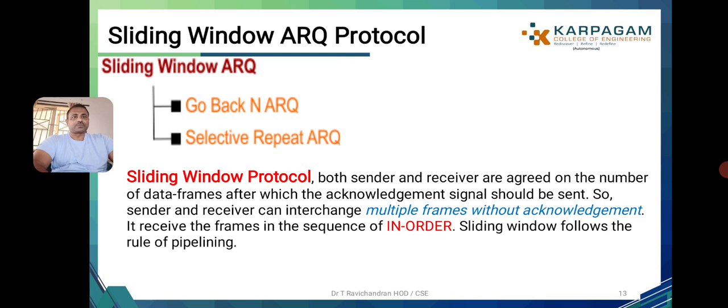In the sliding window protocol, both the sender and receiver agree on the number of data frames after which the acknowledgement signal should be sent. So the sender and receiver can interchange multiple frames without acknowledgement. If the frames are received in sequence, in order, the sliding window follows the rules of pipelining.